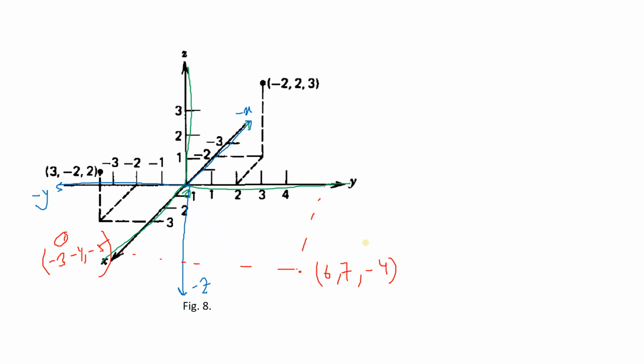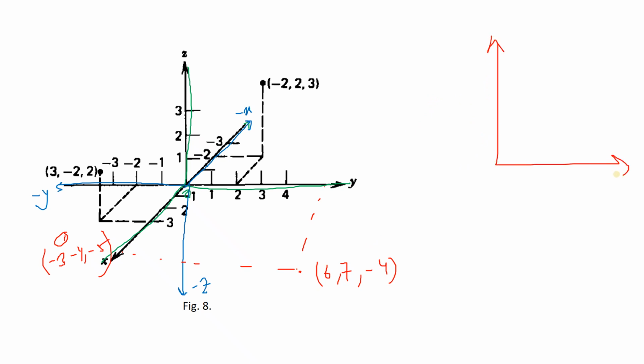Understood? Any questions from your side that you can ask? Any questions, students? Sir, yes. Sir, according to the question, can we adjust the axes? No, no, no. You cannot adjust the axis.